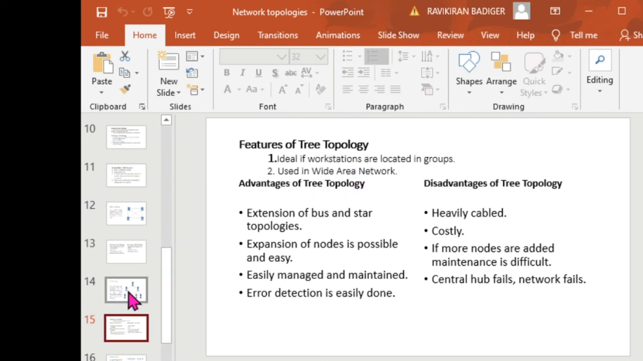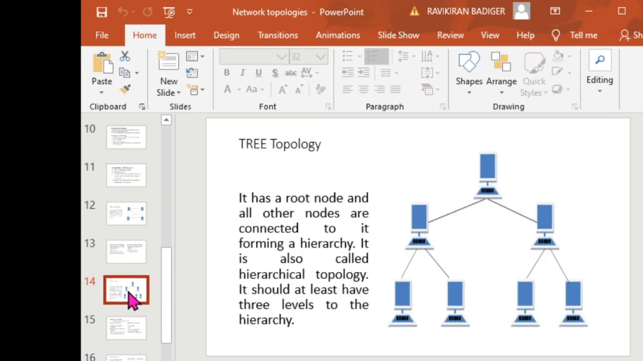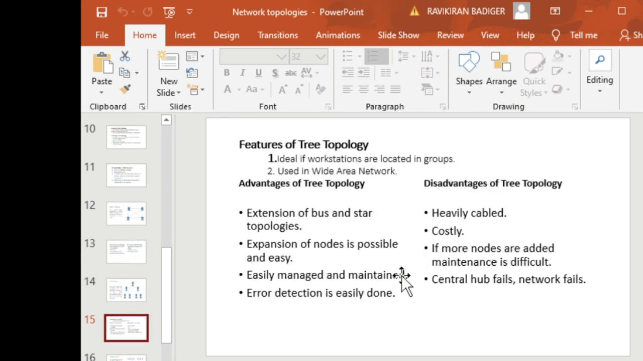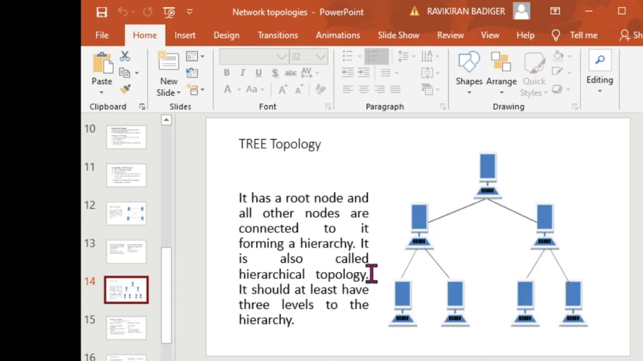Then the advantages of this network: it is an extension of bus and star topology. With the root node, we can extend the hierarchy as a star topology or bus topology, and it is very easy to follow and easy to manage. And error detection is also very easy.